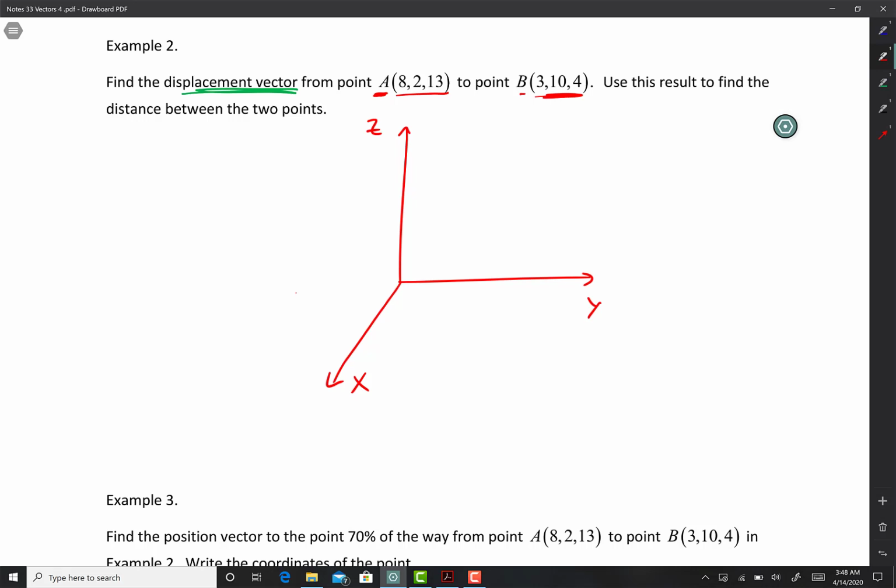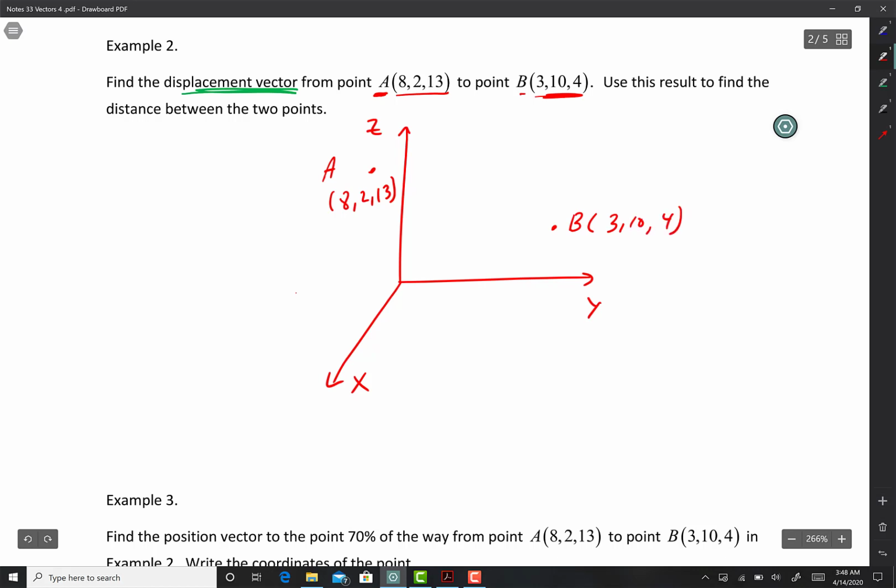So 8, 2, 13. So I'm going to go 8 in the x direction, and then 2 in the y direction, and then 13 up. And I'm going to put a point. I'm going to call that A. So that is 8, 2, 13, x, y, z. And then 3, 10, 4. So point B, so I'm going to go 3 in the x direction, 10 in the y direction, and then 4 up. So I'm going to call that point B, and that is 3, 10, 4.